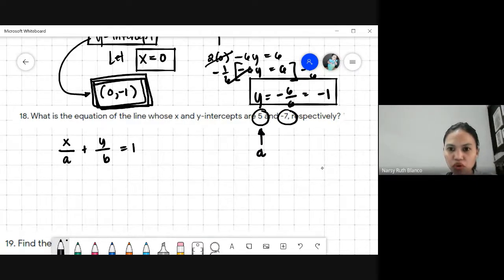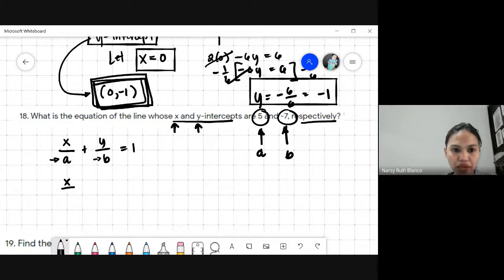Ito yung a mo, x-intercept. Ito yung b, y-intercept. Kasi nakalagay dito, x and y intercepts are 5 and negative 7 respectively. So, magkasunod. Dahil una naman binanggit si x, kasunod si y. So, itong unang number, that would be your x-intercept. Pangalawang number, that is your y-intercept. Substitute lang natin siya dito, class. So, copy x, ang a mo ay 5. Copy y, ang b mo ay negative 7.